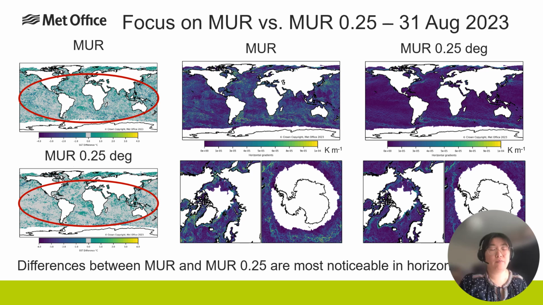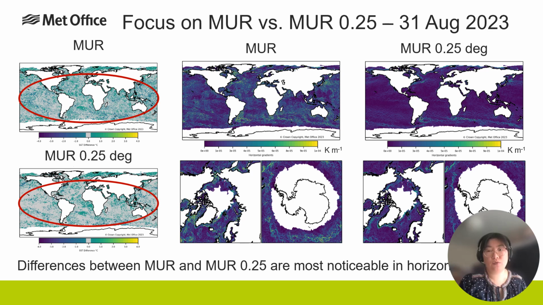In terms of the difference between the full resolution MER and the 0.25 degree, similar to winter results, it appears the smooth version has more gray areas compared to GMPE medium, and the horizontal gradients also appear to be less noisy than the full resolution one.